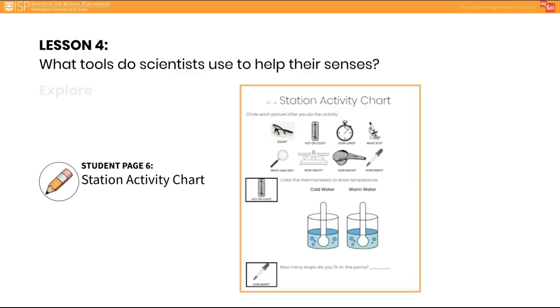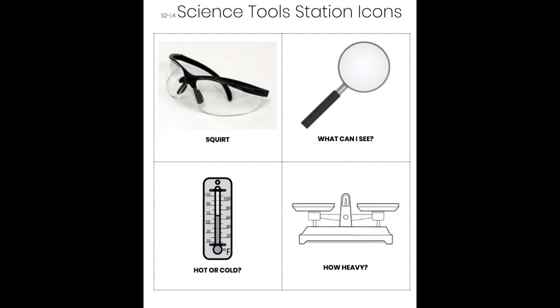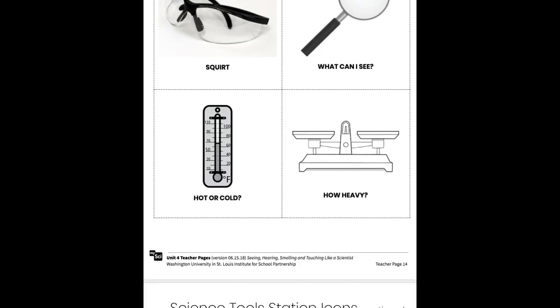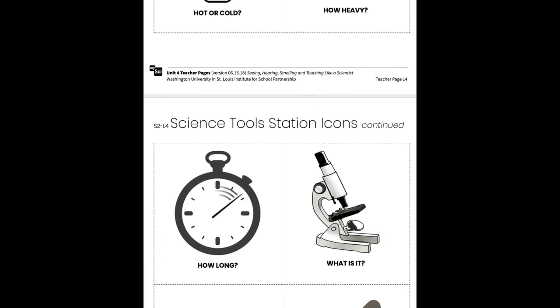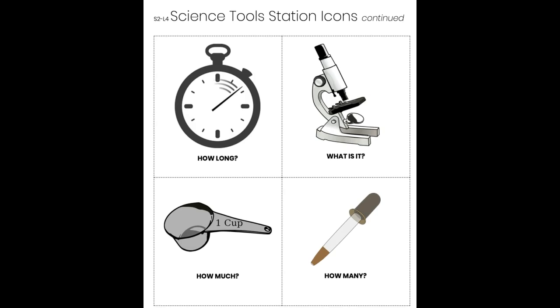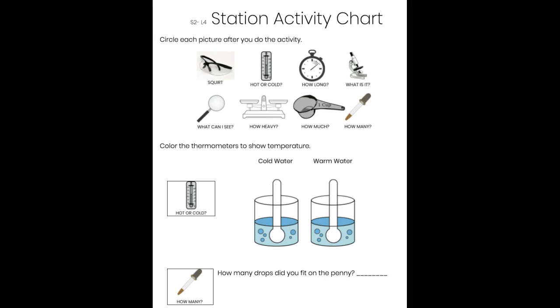In the Explore part of this lesson, students will complete different stations so they can experience tools that scientists use. You can set up this activity so students rotate around to the different stations, or you can do this whole group. If you do set this up for stations, there are station icons located in the teacher pages. You can cut these out and place them at the station so the students know which station they're at. There is a student handout called Stations Activity Chart that your students can fill out as they go around to the different stations.